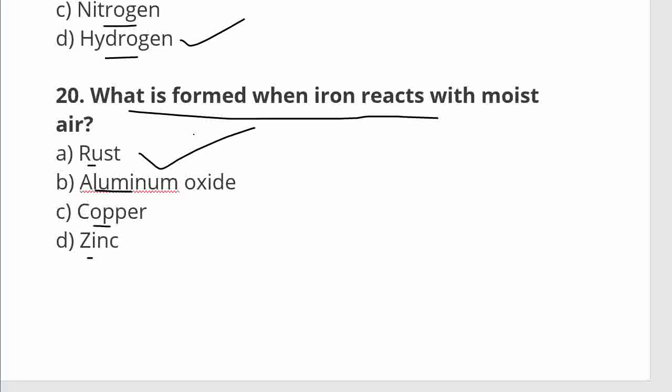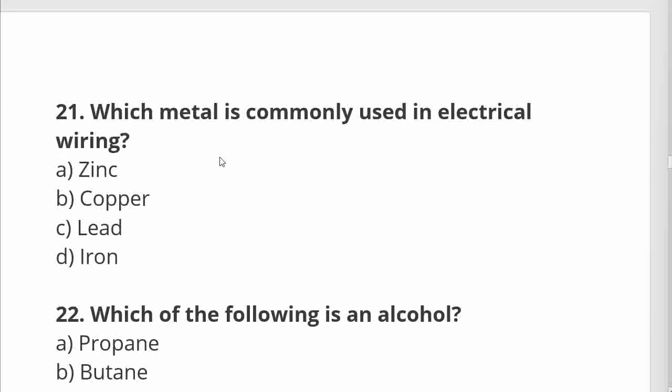Rust, chemically hydrated iron III oxide, forms when iron reacts with water and oxygen in the presence of moisture. This process is called corrosion. Now the next question is, which metal is commonly used in electrical wiring?